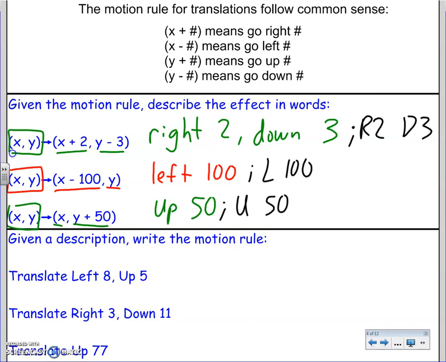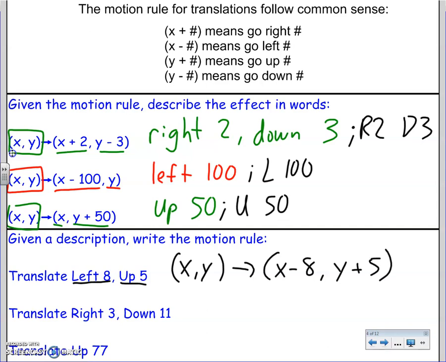Alright, now to the reverse. Given the description, write the motion rule. Translate left 8, up 5. So left goes to x. So that's going to be, given an original point, our new point is left 8. That means you subtract 8 for x. And for y, you go up 5, so you just add 5 to y.